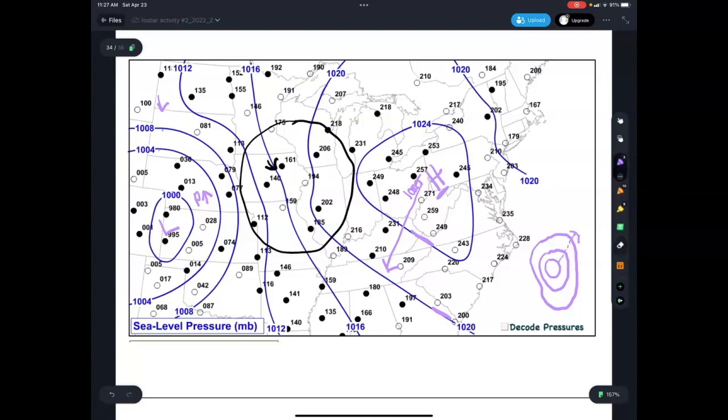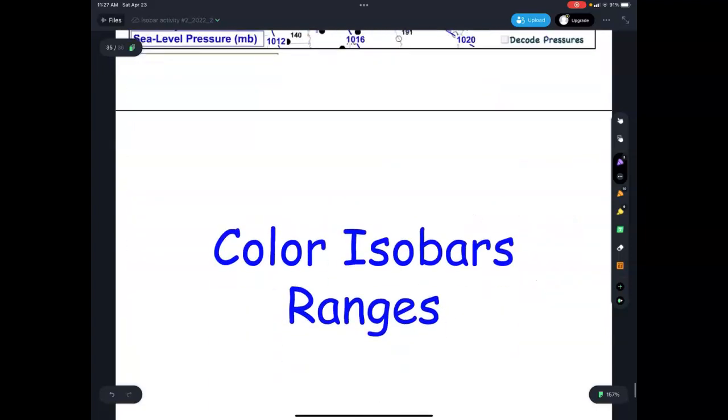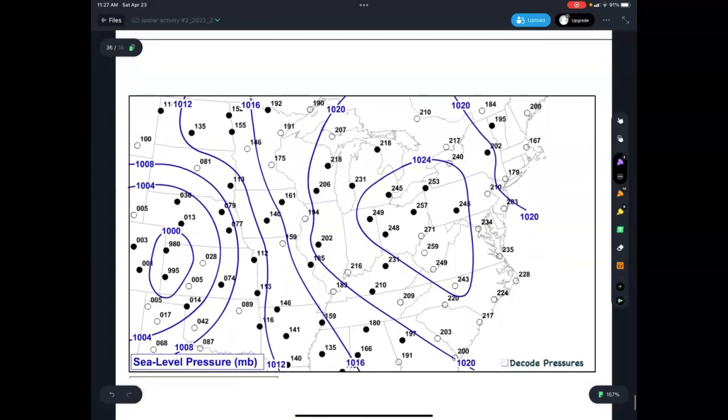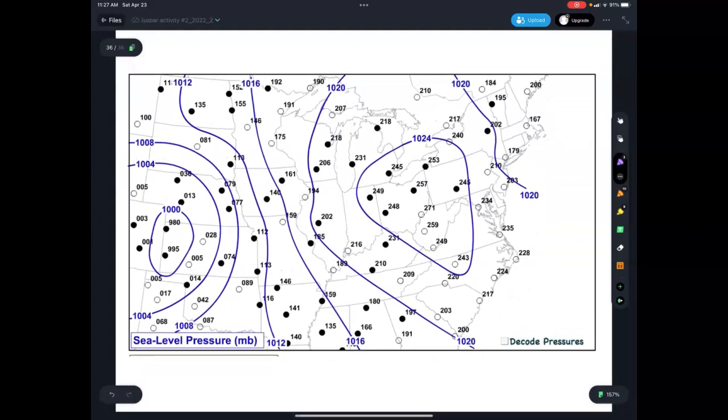Winds also blow in between 141 and 145. There might be a slight breeze in between this area here, because that is a pressure difference, and wind is going to move as a mass from a high pressure to low pressure. So I hope that helped you figure out how to do isobars. And there you go.